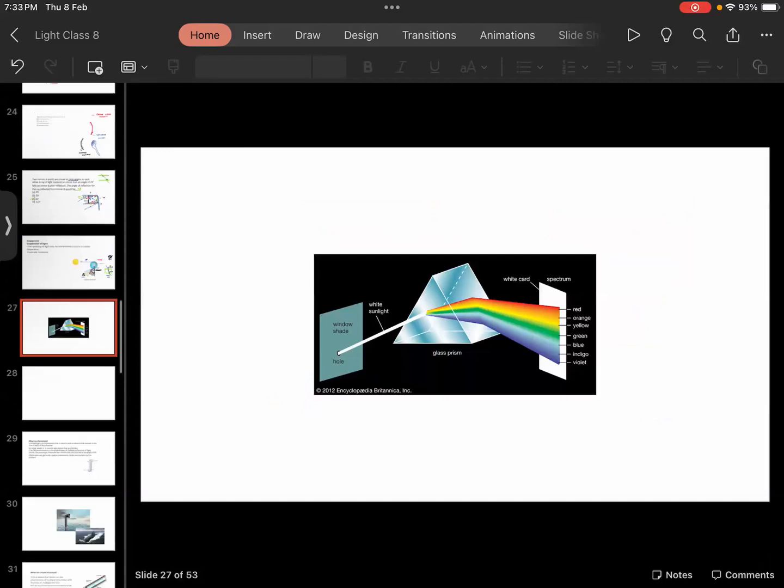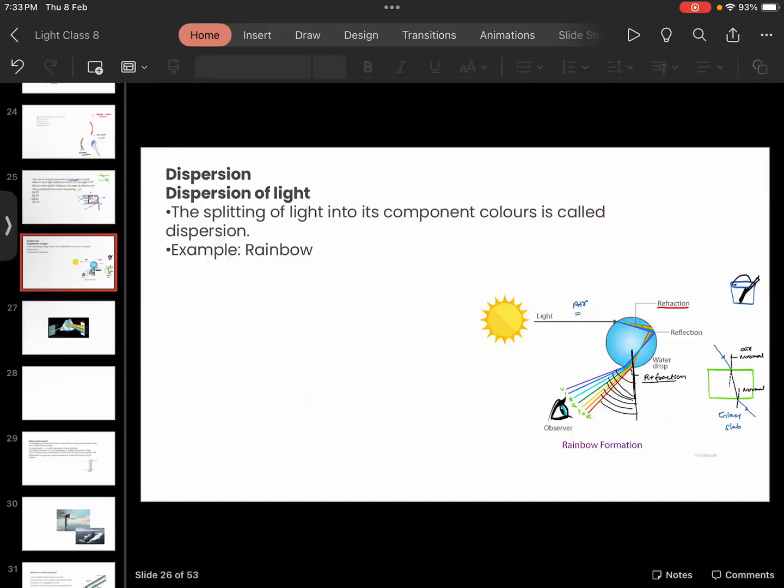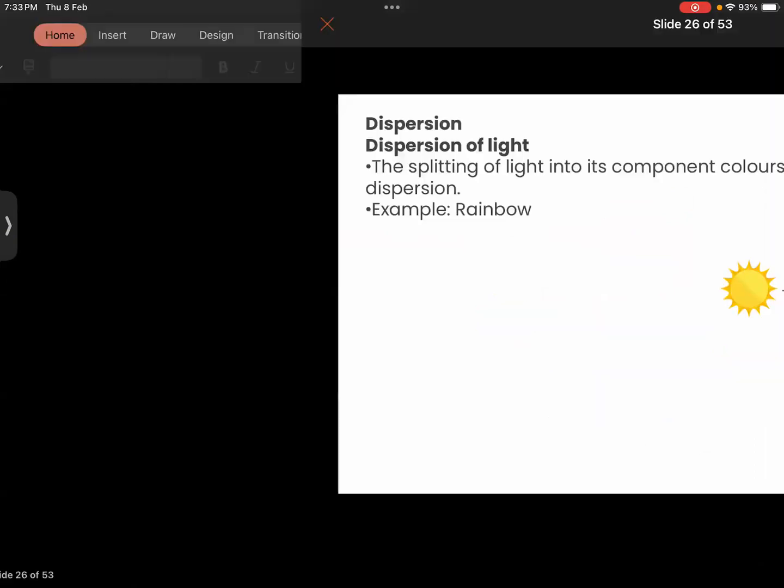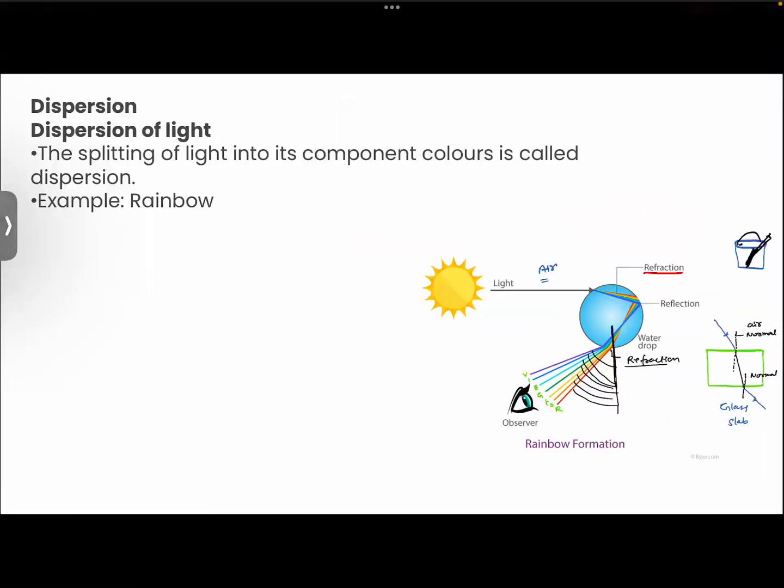We understood how dispersion is taking place here, right? Yes, sir. So can you explain the phenomenon of formation of a rainbow with the help of this diagram here?